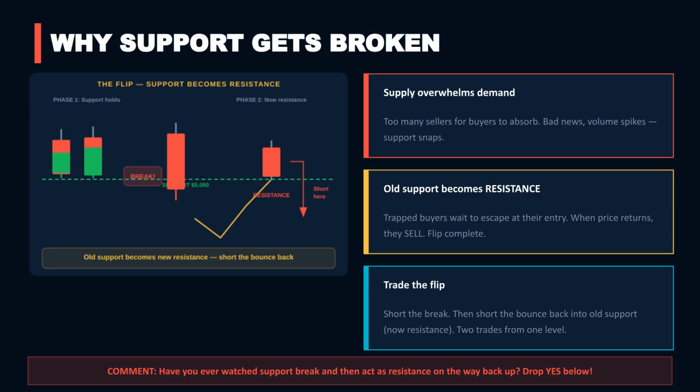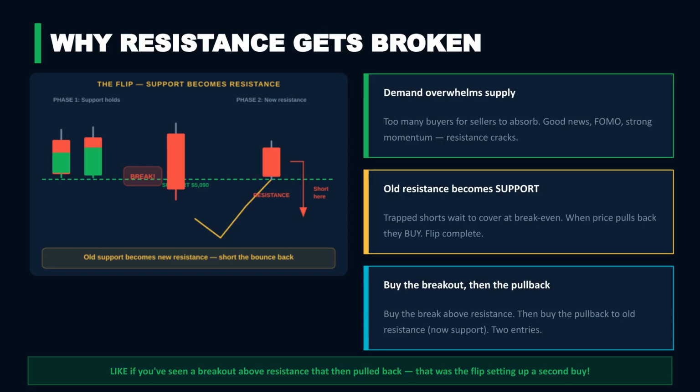And here's something really interesting. When support breaks, it often becomes resistance. Why? Because traders who bought at support are now underwater. They're waiting for price to bounce back to their entry point, so they can get out. And when price does bounce back to the old support level, they sell to escape the pain. So old support becomes new resistance. This is exactly how I trade in my room. We look for these breaks of support, we take our shorts, and then we wait for the bounce into old support turned resistance, and we short that bounce.